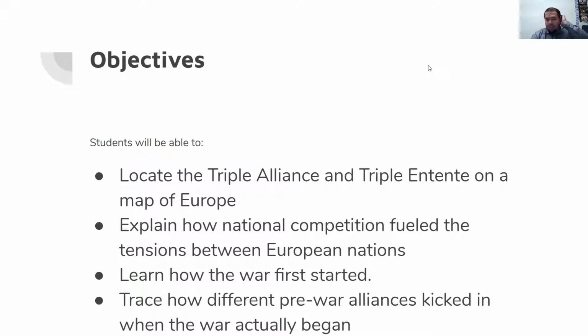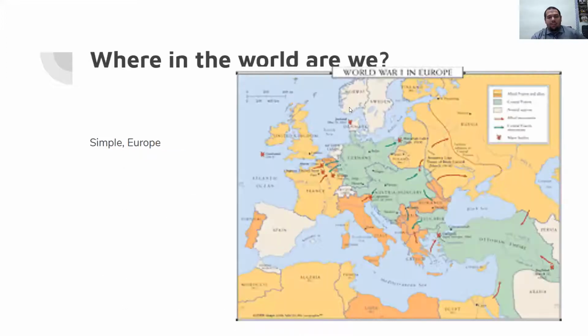Okay, objectives. So you'll be able to locate the Triple Alliance and Triple Entente on the map of Europe. Explain how national competition fueled the tensions between European nations, and learn how the first war started. Learn how the war first started, and trace how different pre-war alliances kicked in when the war actually began. All right, so where are we at, though, in the world? Simple, the entire continent of Europe.